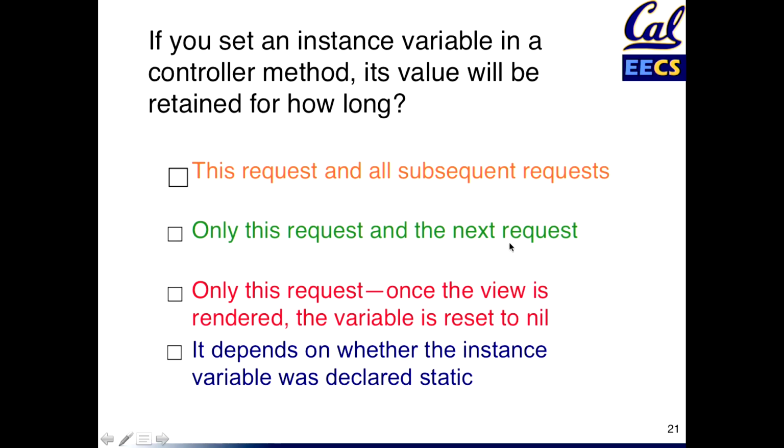Only this request and the next request, that would be true if you put something into the flash, which, again, looks like a hash, quacks like a hash, but it persists one request after the current one. And if you put it in the session, it would indeed stick around for all subsequent requests, as long as you didn't make your session so bloated that it doesn't fit in a cookie. So red is correct.